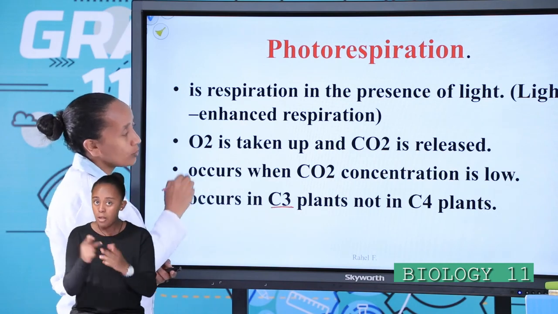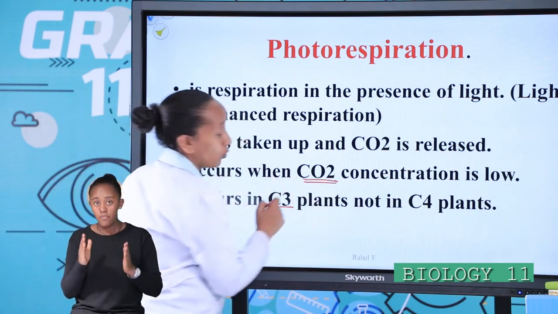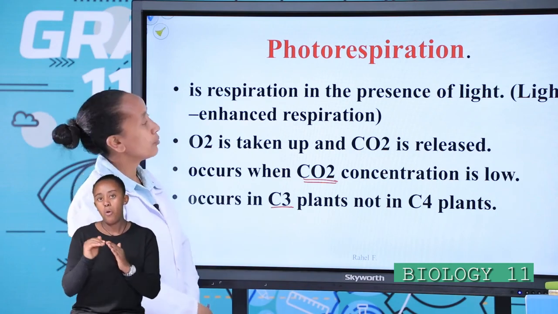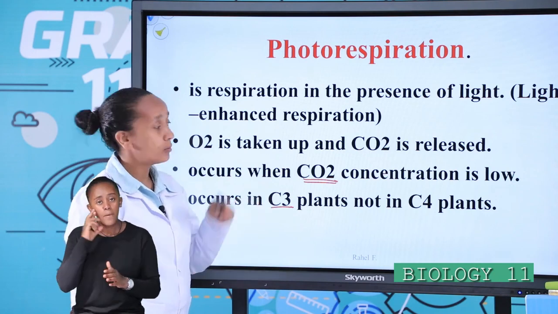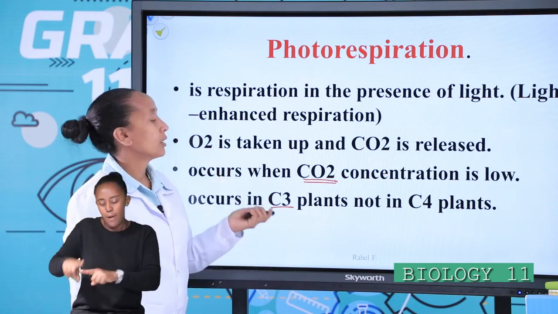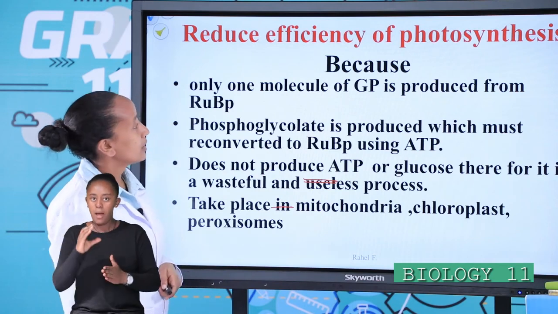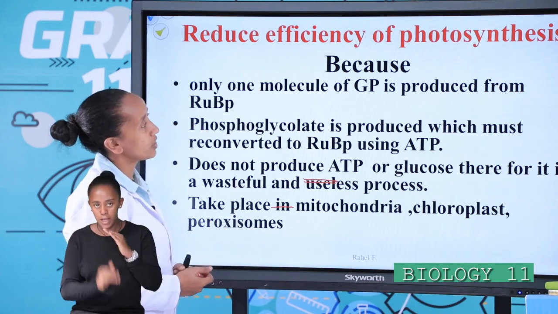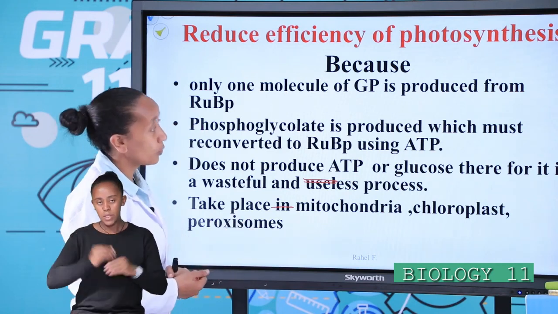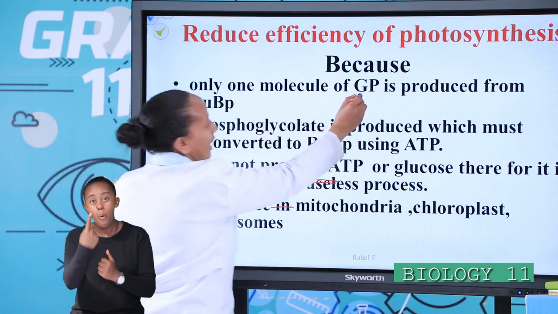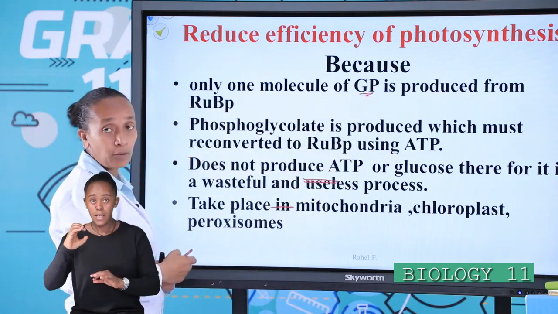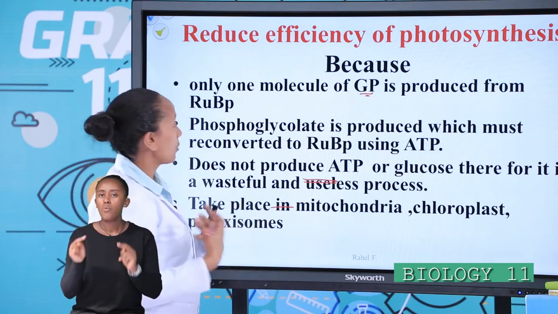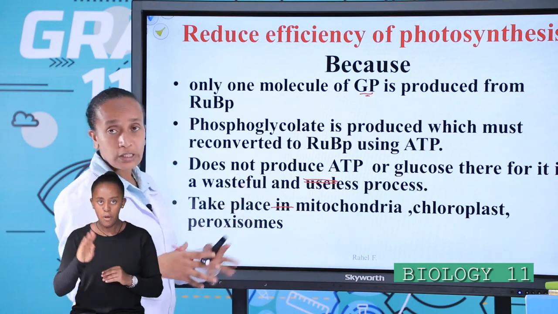This process occurs when atmospheric carbon dioxide concentration is low. Why? Because C3 plants, as you know, completely depend on atmospheric carbon dioxide. Therefore, this process reduces the efficiency of photosynthesis because only one molecule of glycerate phosphate is produced from ribulose bisphosphate, but if it undergoes the normal photosynthesis from ribulose bisphosphate, it produces glucose.